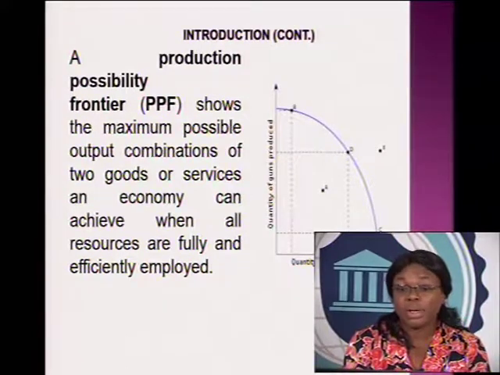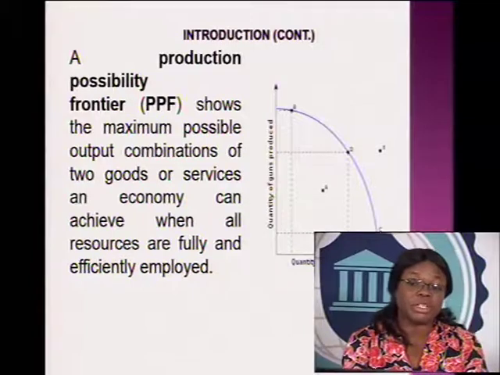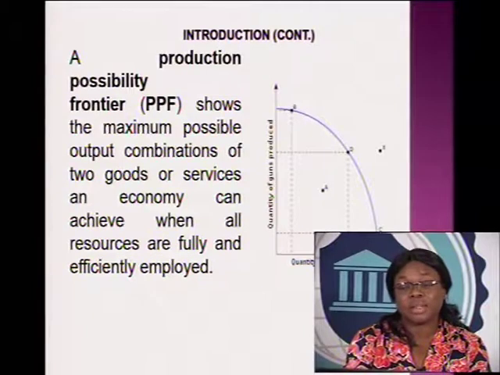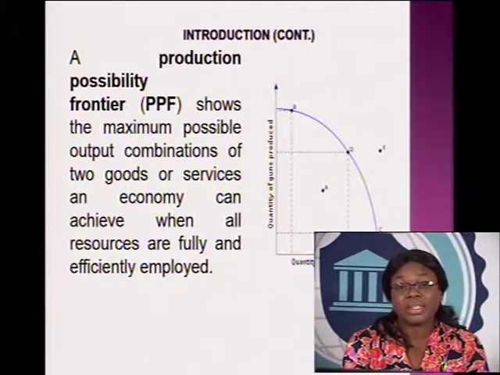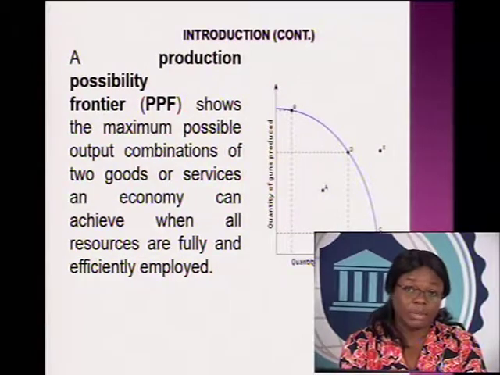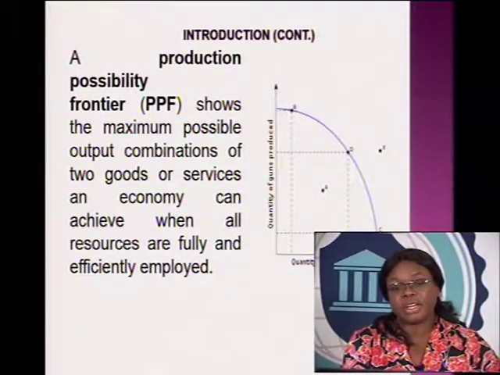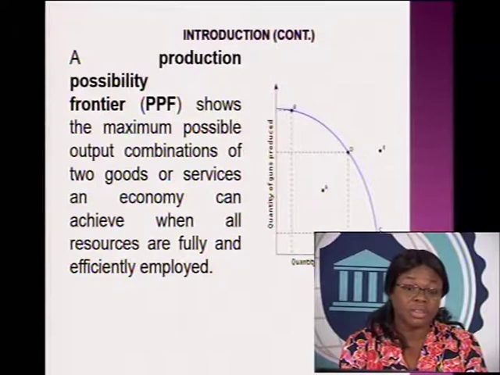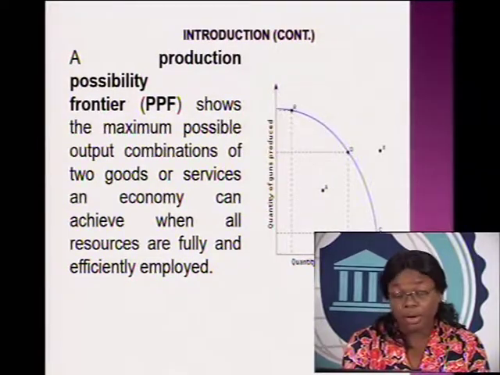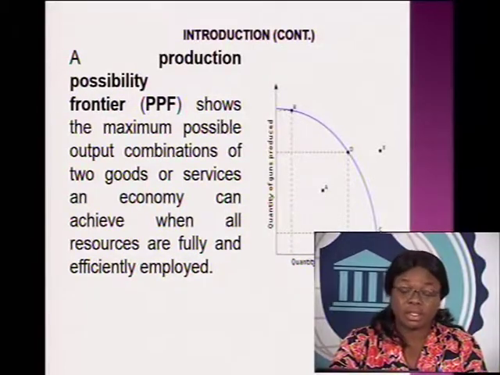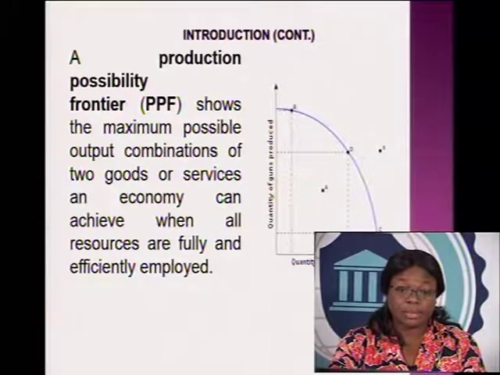We can have more quantity of guns produced with less butter produced, point B, or we can have more butter produced, less guns produced at point C. Point A is underutilization of resources, and point X is unattainable. So the PPF, the production possibility frontier, shows the possible output combinations of two goods or services which an economy can achieve when all resources are fully and efficiently employed. This is a very interesting concept which you should take time to study.